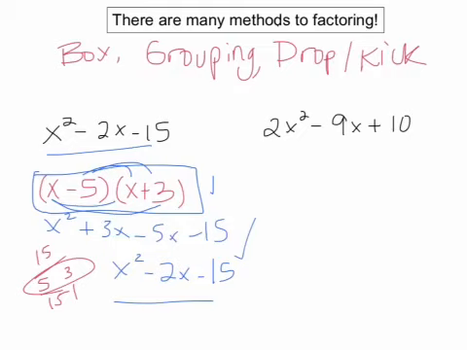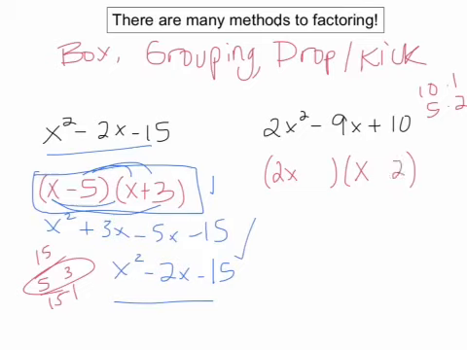Here's another example. I've got 2x squared minus 9x plus 10. I know I'm going to need my two binomials, put my parentheses, and that the first two terms have to multiply to 2x squared, because I'm going to FOIL to multiply this times this. So I don't have any other choice than 2x and x. And then these last two terms need to multiply to 10. So I've got a couple options there, 10 and 1 or 5 and 2.